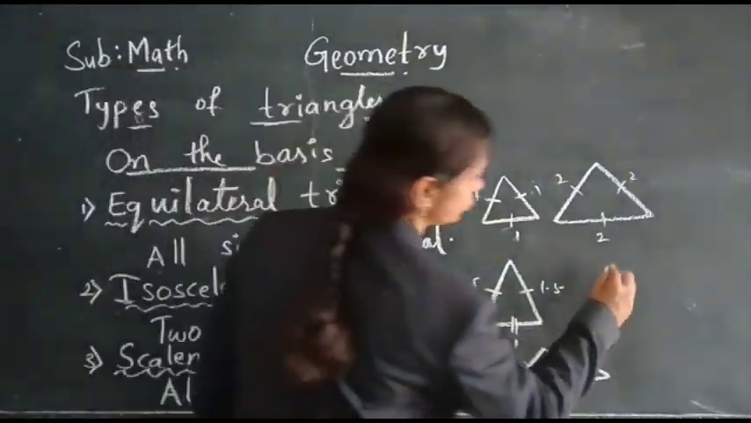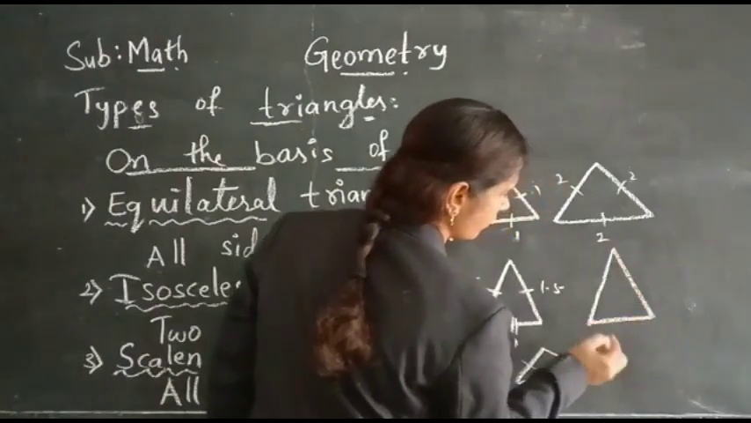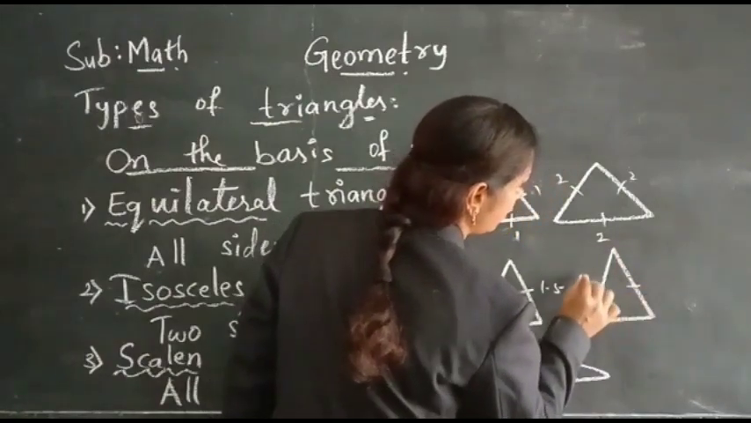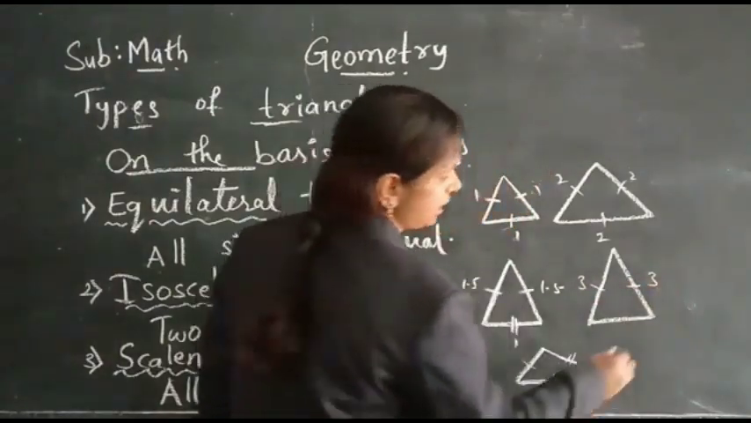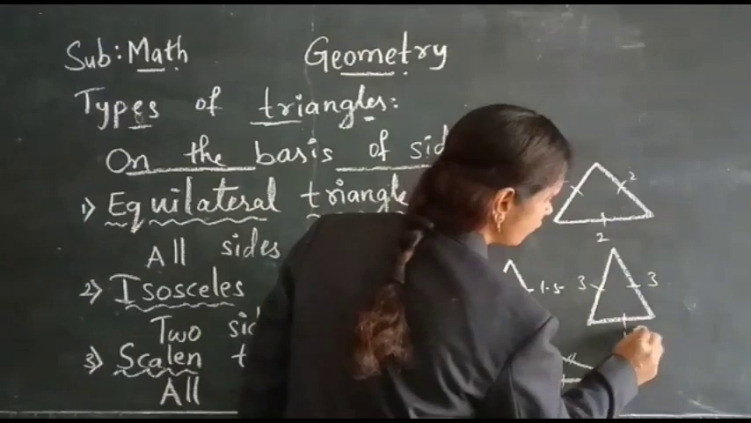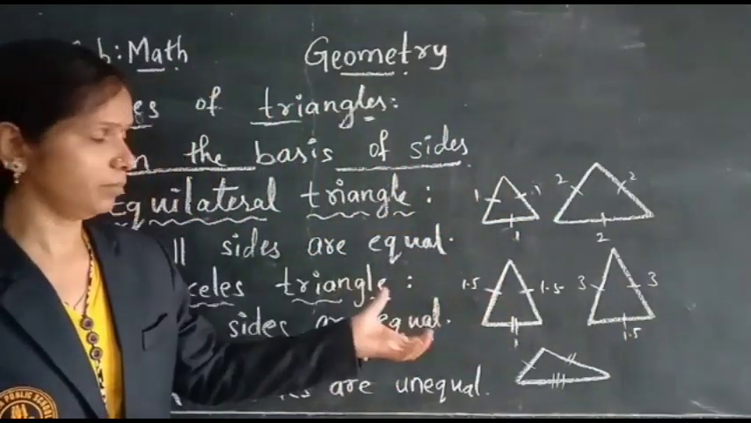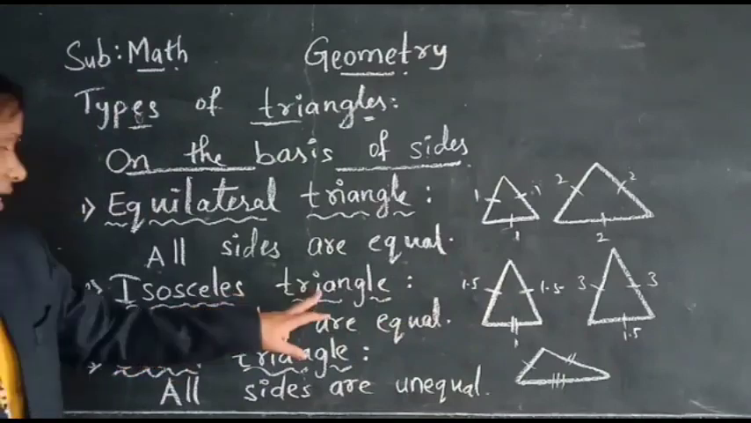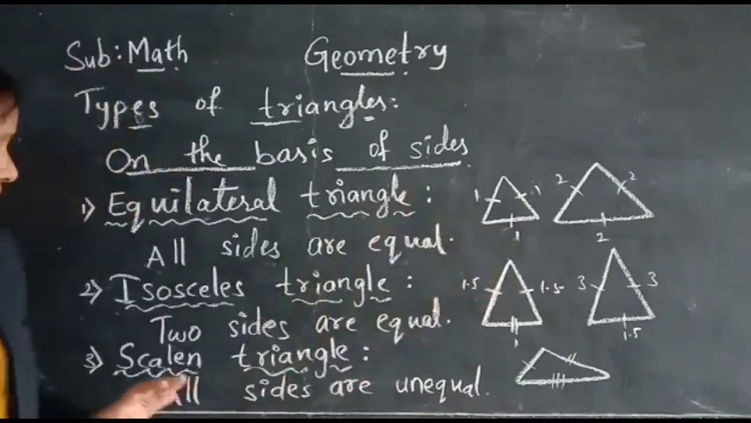One more figure I will show you here. You can take this also. For example, here 3 and 3. These two sides I am taking as 3 and this one I am taking as 1.5 or 1. These are examples; I am not taking exact lengths. So an isosceles triangle is a triangle in which two sides are equal.